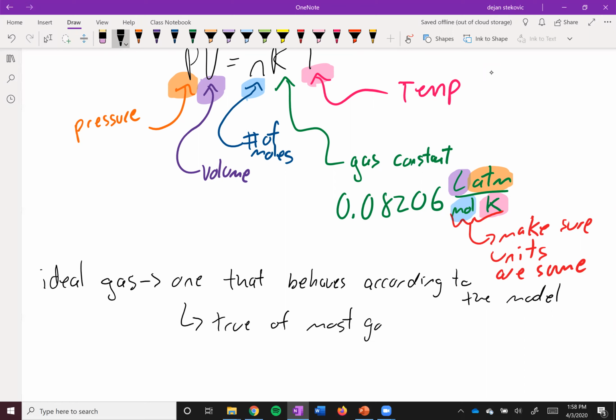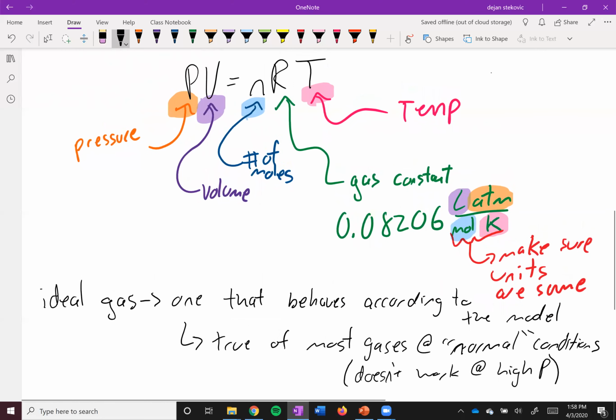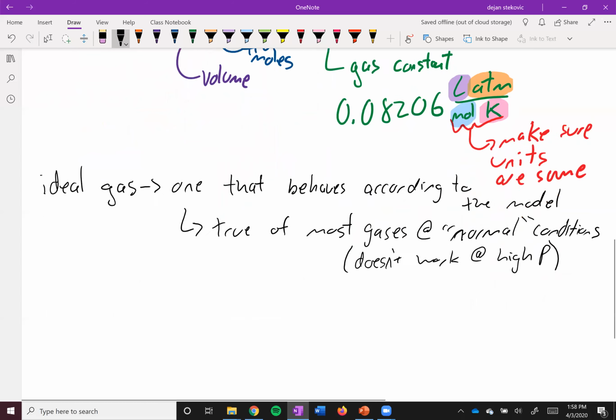At what we'll call normal conditions. We'll get a more defined answer later. Really where it falls apart is at high pressure. But this law is actually very good and predicts most of the properties of gases. And so let's take a look at the types of problems you could be asked. There are kind of three main ones.